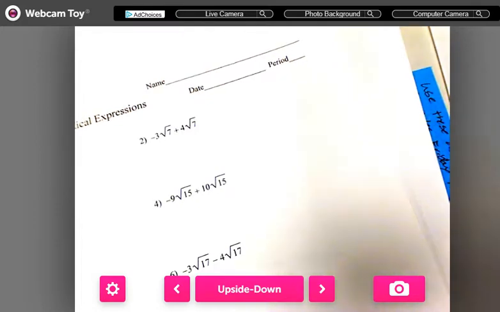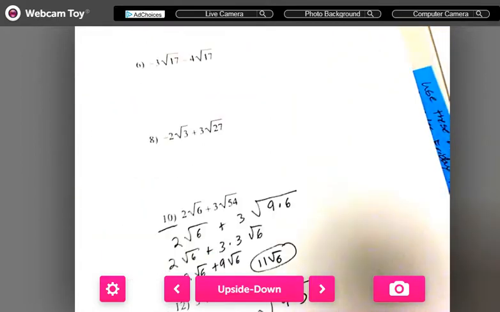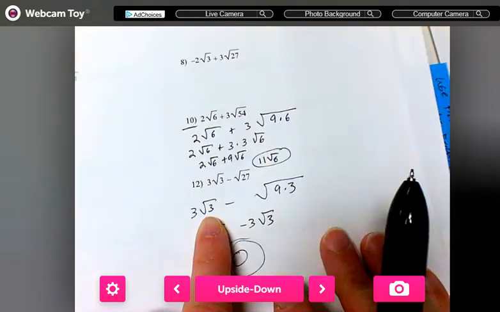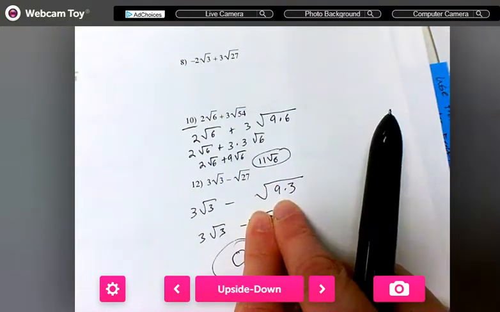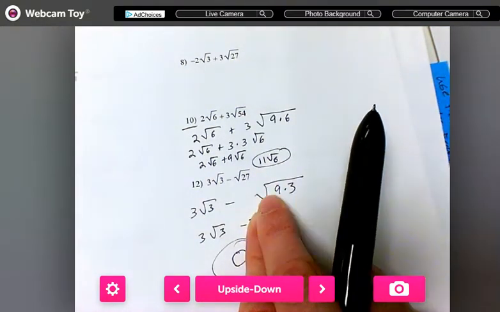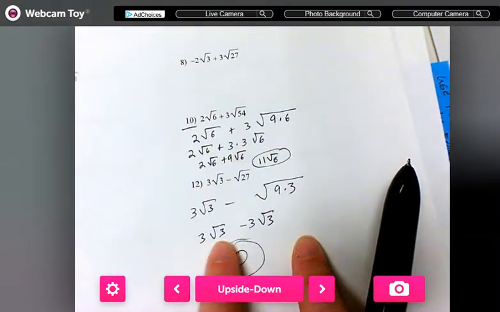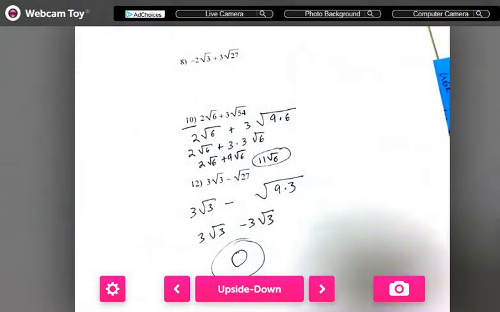Okay, you ready? I did 3 square root 3, kept it the same. Minus, instead of 27, I put 9 times the square root. Square root of 9 times 3. Square root of 9 is 3. And then 3 square root 3 minus 3 square root 3 gives me 0.